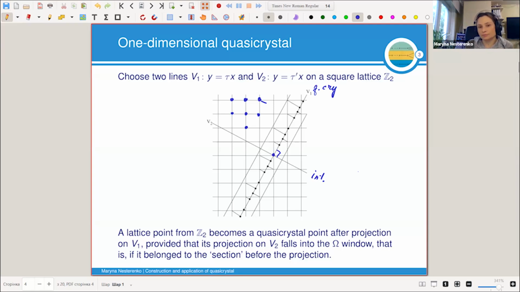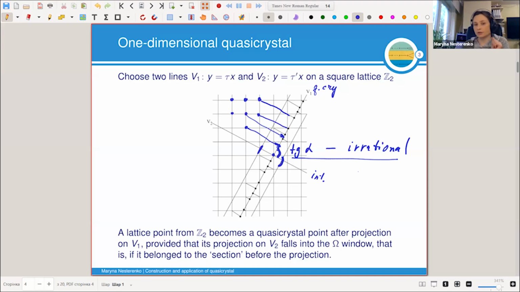What we do is project the points of the lattice with integer coefficients to our quasicrystal space, to our physical space. But we project not all the points, but only those points that are in some window in our internal space. In this way, we will obtain a discrete set. And this discrete set will not have translational symmetry only if the tangent of this angle is irrational. That's the main requirement to construct a one-dimensional quasicrystal from the square lattice.